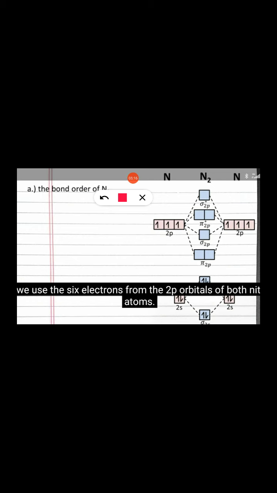Now see the bond order of N2, here is the MOT diagram. Here it is mentioned, 2s orbital, 2s orbital. Here one nitrogen atomic orbital, 2s, 2p. Another nitrogen atomic orbital, 2s, 2p.